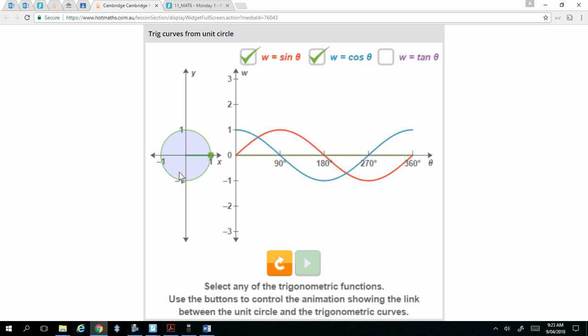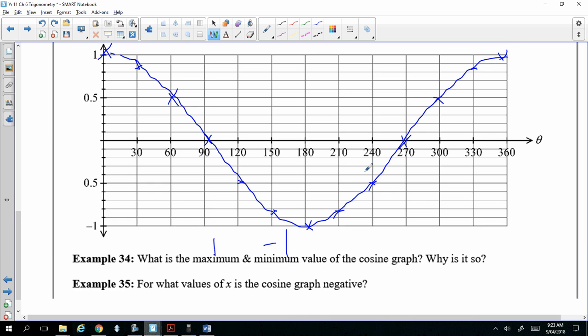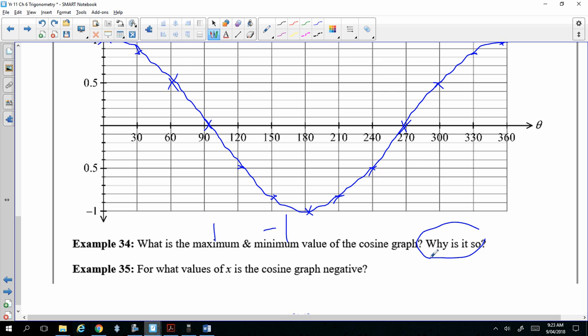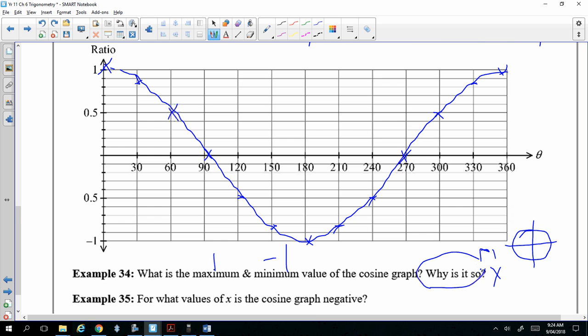So we'll go back to this. Why is it so? Because it comes from the unit circle. The maximum x value on the circle: on the circle, the x value is between 1 and -1. That's why the maximum value is 1. The minimum value is -1.